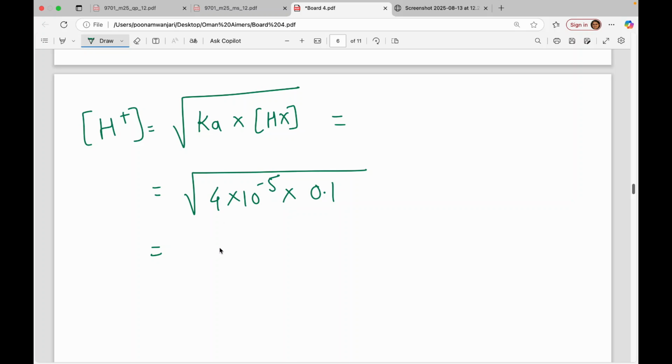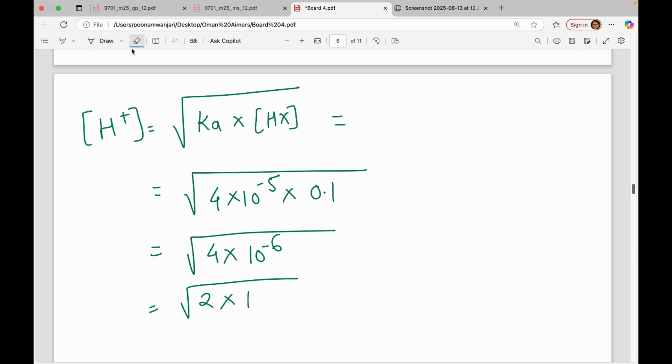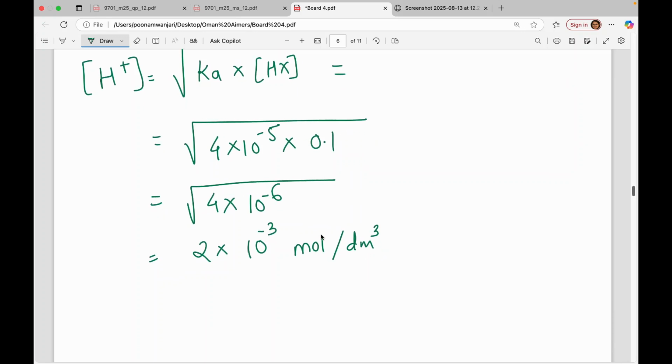Or simply you can write here 4 into 10 to the power minus 5 into 10 to the power minus 1 is equal to 10 to the power minus 6, under the root. So directly you can take the root of 4 as 2, and 10 to the power minus 6 gives 10 to the power minus 3. After taking the root, 2 into 10 to the power minus 3. You are calculating concentration, so note down the unit, mole per cubic decimeter. So in a simple way, students, you got the concentration of H plus.